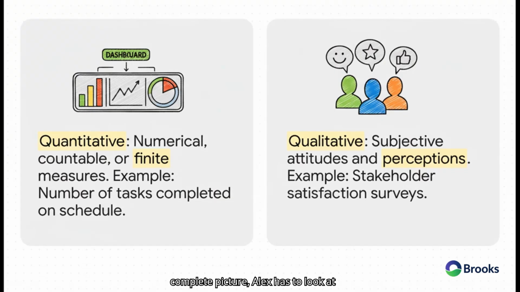Well, to get a complete picture, Alex has to look at performance from two different angles. First, there are the quantitative measures. These are the hard numbers, things you can count, like the percentage of tasks that were completed on schedule. But you know what? Numbers don't tell the whole story. That's where qualitative measures come in. This is stuff like getting feedback from stakeholders like Sarah, asking, hey, were these requirements clear? That kind of feedback is just as important as how many requirements got approved. Using both makes sure the work is not just on track, but that people are actually happy with the process.